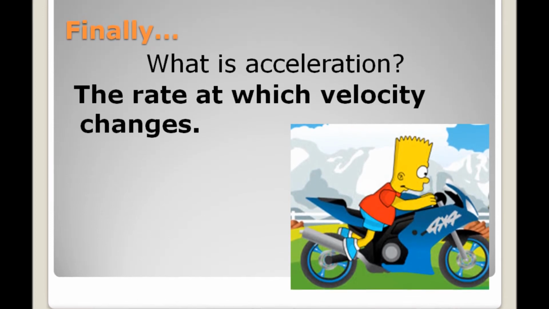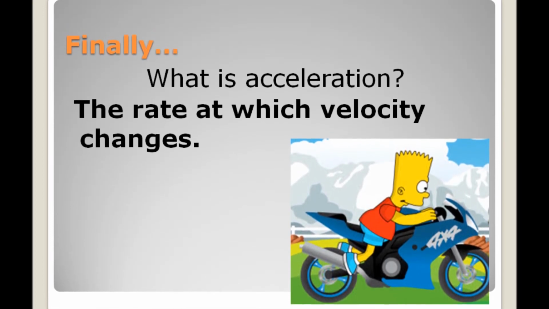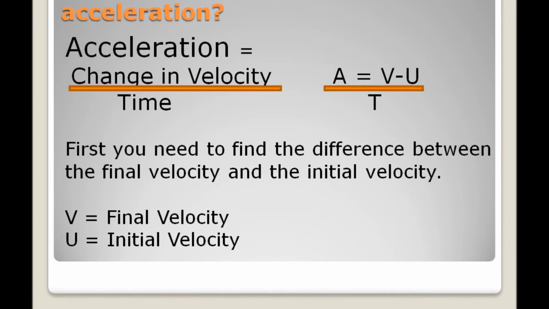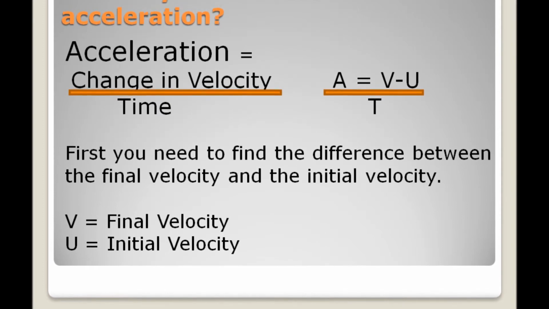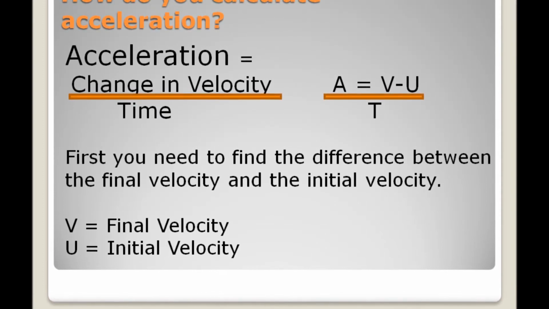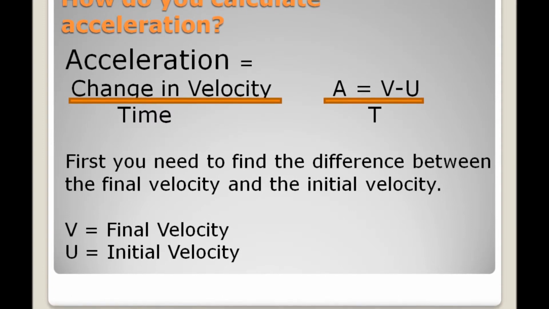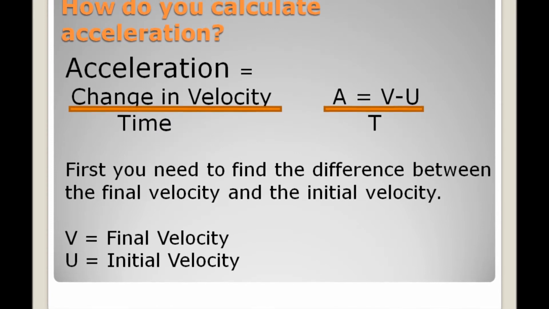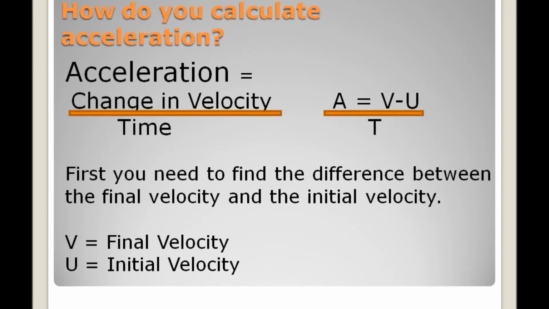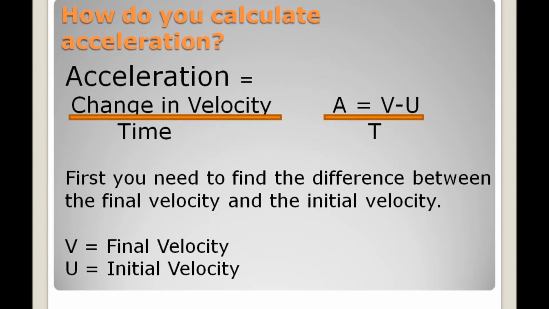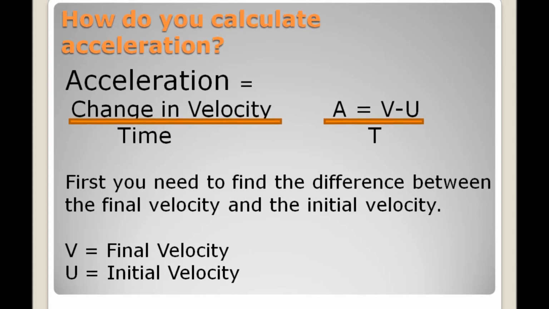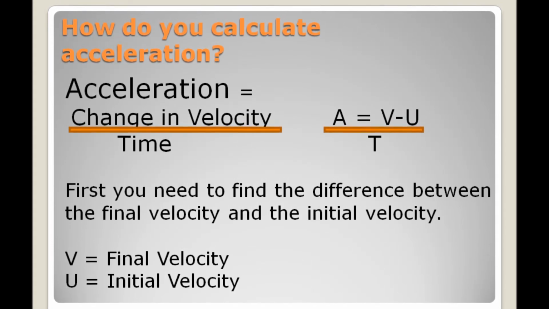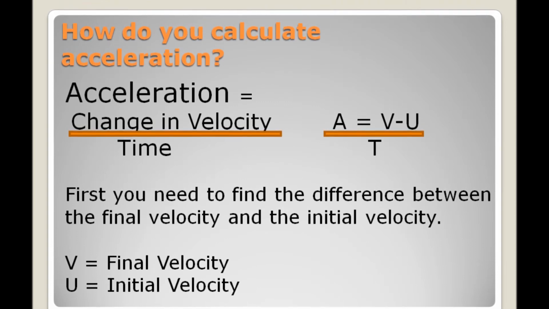Finally, we have acceleration. What is acceleration? Acceleration is the rate at which velocity changes. How do we calculate acceleration? Well, acceleration is calculated differently than speed and velocity. Acceleration is calculated by first calculating the change in velocity, then dividing by time. For this, we're going to use v for final velocity and u for initial velocity. So we subtract initial velocity from final velocity and divide it by the time.